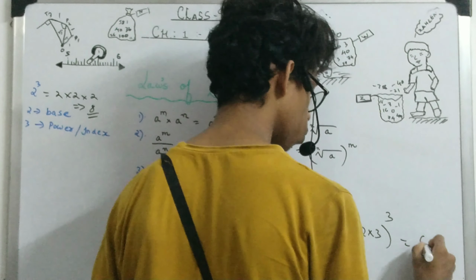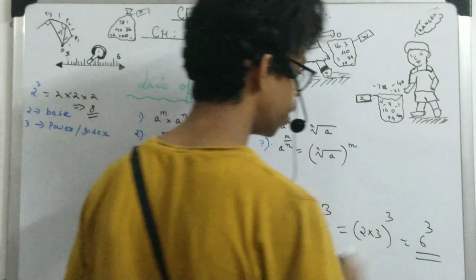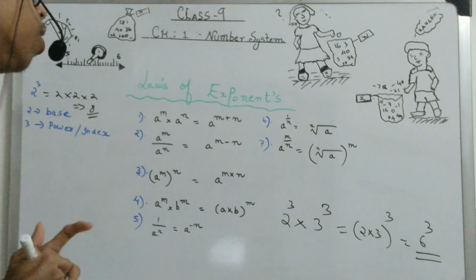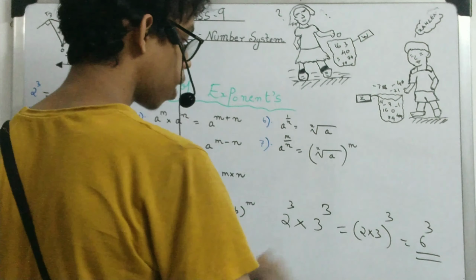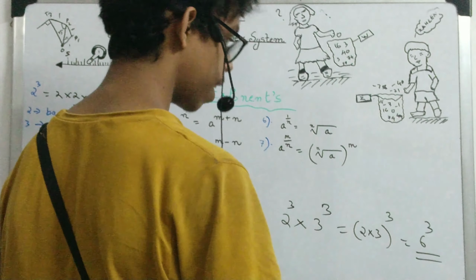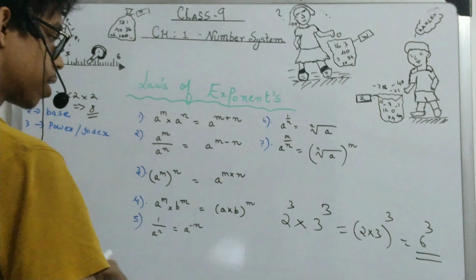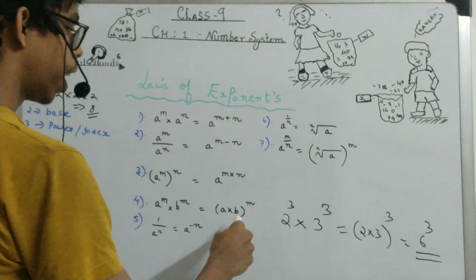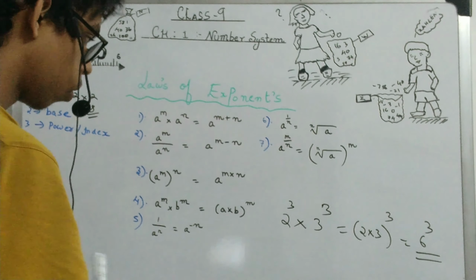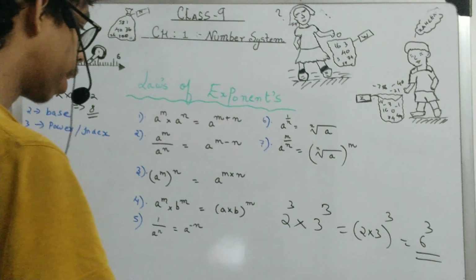We know 2 into 3 is 6, so our answer will be 6 cube. I hope I am clear. If the powers are the same, we can always multiply the bases. This is our fourth identity: a raised to m into b raised to m is equal to ab raised to m. I hope I am clear.